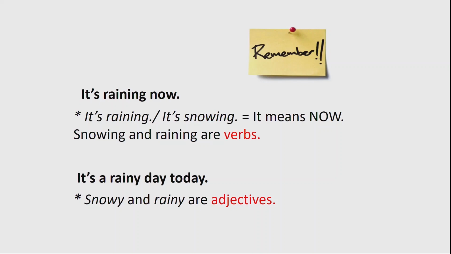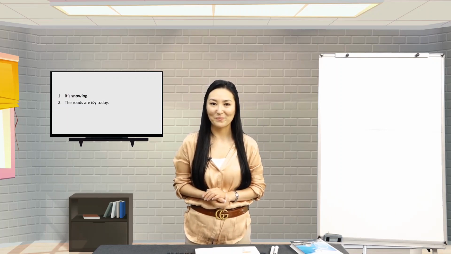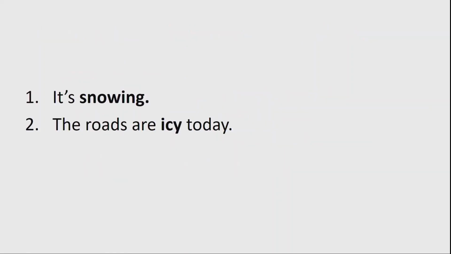In the second sentence, when we say it's a rainy day today, the word rainy is an adjective, which describes day, which is a noun. So snowy and rainy are adjectives. Okay, class, let's look at these sentences. It's snowing. The roads are icy today. Which word about the weather is an adjective? And which one is a verb?